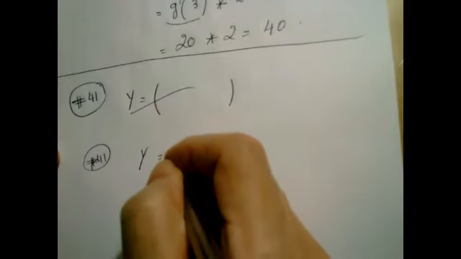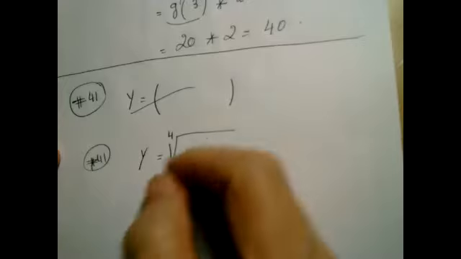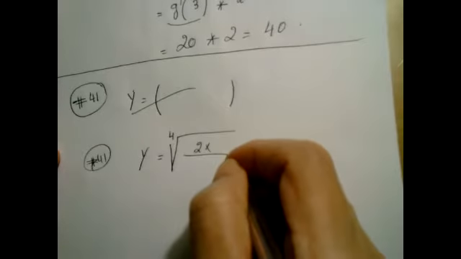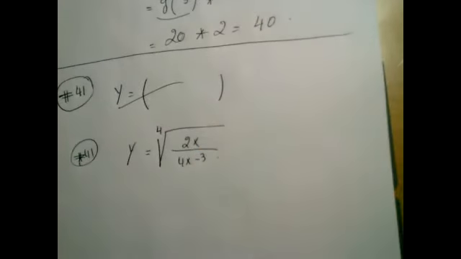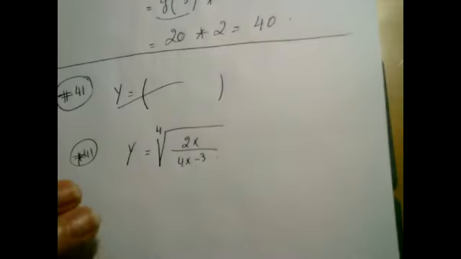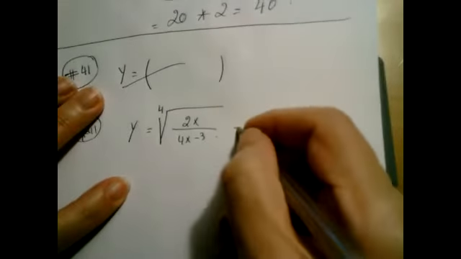y equal to the fourth root of 2x over 4x minus 3, okay? And I need to find the derivative of this function. So what would you do if you were me? What would be your first step? Rewrite. Very good. How do you rewrite it?